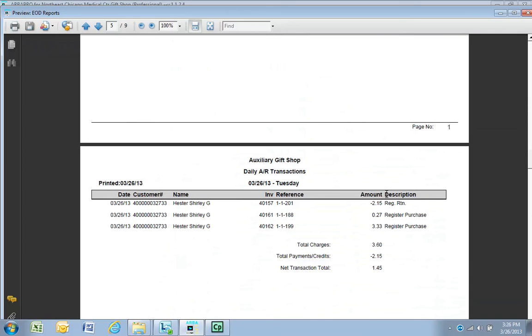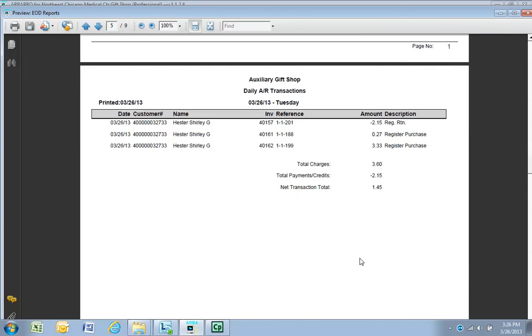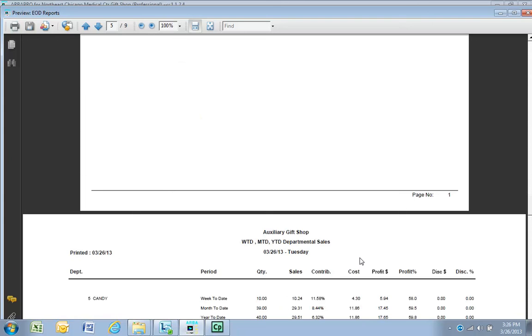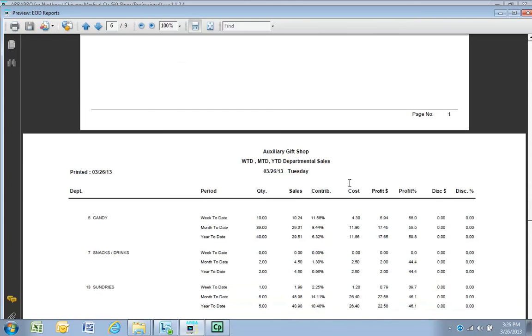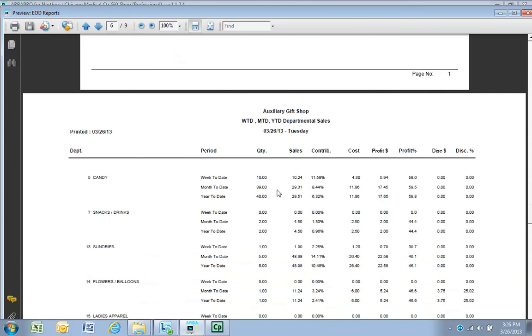The accounts receivable payroll deduction transactions are here. The purchases, and this was a return that was done at the register to this employee's payroll deduction account, a register purchase, and then another register purchase. So these transactions are being captured individually and then also in total.